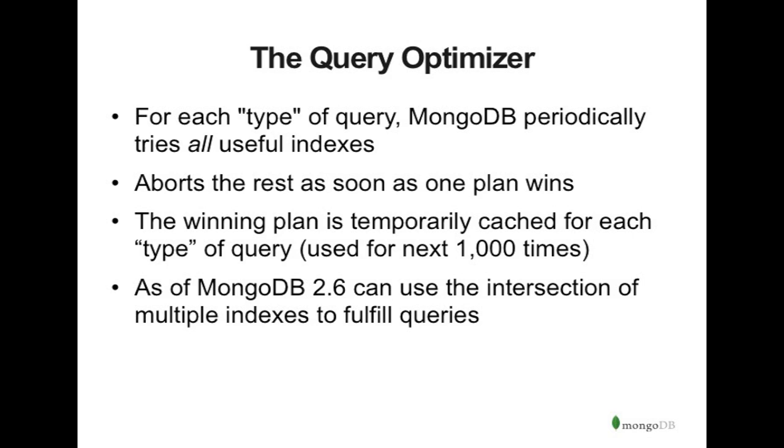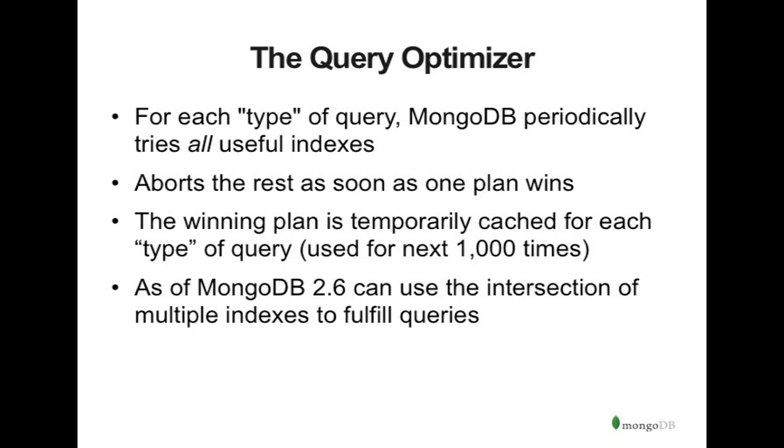The winning plan is temporarily cached up to the point when the collection has had 1,000 write operations, at which point it will try to reevaluate. Or when you add or drop an index, the plans will be reevaluated. If your MongoDB goes down and comes back up, the plans will be reevaluated. Same with a command like reindex.